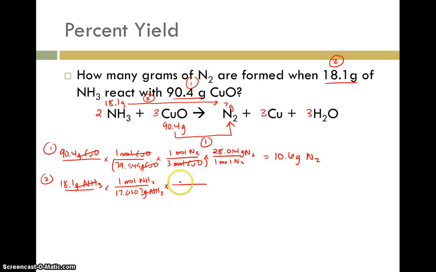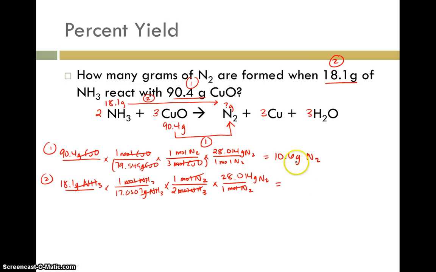I look at my coefficient in front of NH3, that's 2. And then my coefficient in front of N2 is 1. So for every 2 moles of NH3, I can make 1 mole of N2. My NH3 cancels, and now I just copy this same step from before down here. So 1 mole of N2 is equal to 28.014 grams of N2. My moles of N2 cancel, I'm in grams of N2, and now I can get my answer.